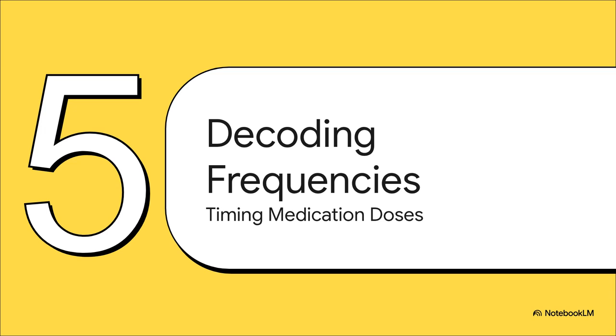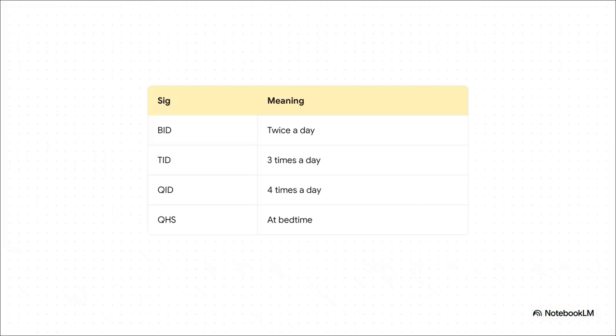Finally, we've reached section 5, the when. It's time to decode prescription frequencies and figure out the timing of medication doses. You've got to memorize these standard frequency indicators to prevent over- or underdosing. These are your SIG codes, and they actually come from Latin, which kind of makes them a bit more fun to decode. BID is bis in die, meaning twice a day.